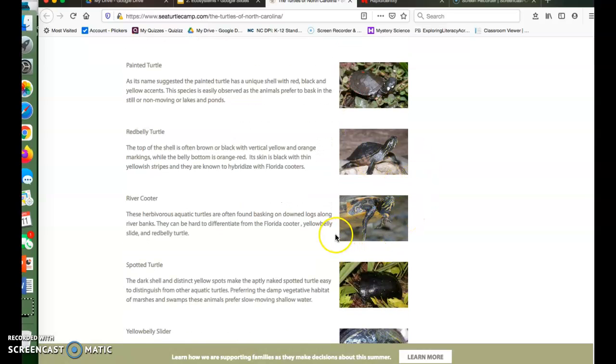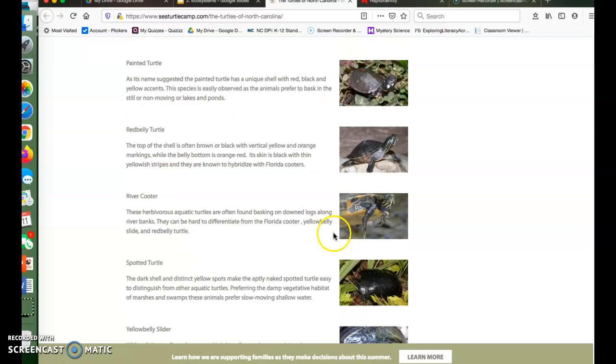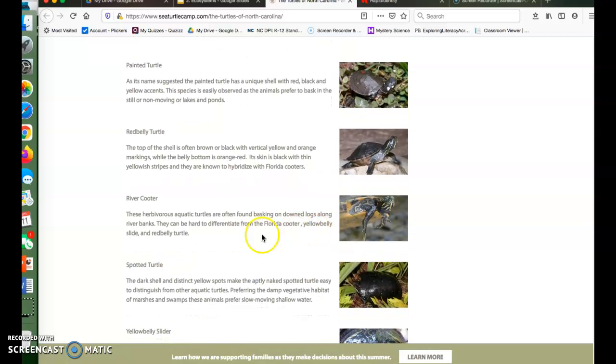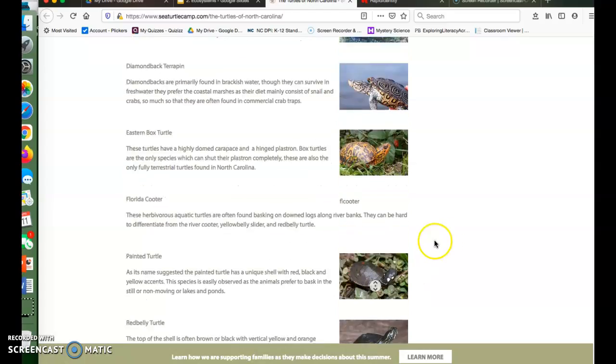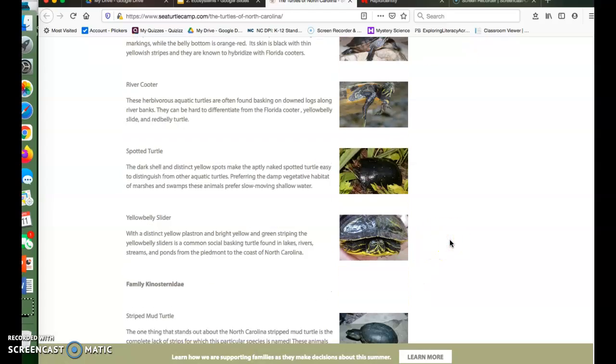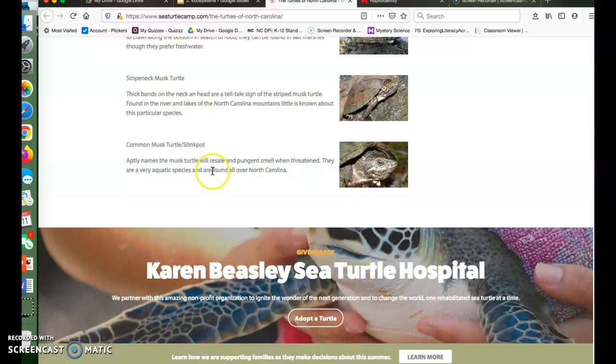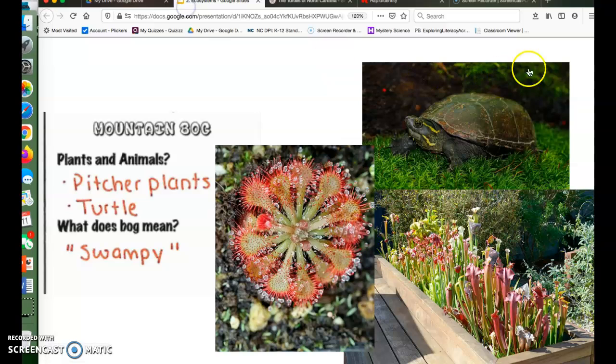I don't know what that kind is. Never seen one of those either. A spotted turtle, never seen one of those, but I think it would be cool to see one. We've got a yellow belly slider right here. Those are super common. And then one of my favorites down here is the musk turtle. They actually stink really, really bad. I found one when I used to work at a summer camp, and we called him Pebbles, but he smelled terrible. They are really common in swampy areas.